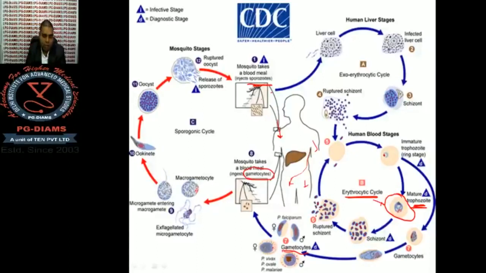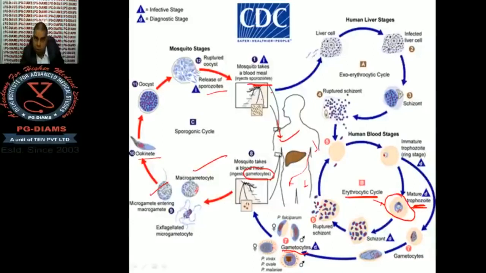Then these gametocytes go inside the mosquito body, and here they get transformed into microgamete and macrogamete. This microgamete and macrogamete fertilize, form ookinete and enter the abdominal wall of the mosquito. From there they are transmitted to the salivary gland, and then they get transformed into sporozoites, and from the salivary gland of the mosquito these sporozoites enter the human body.